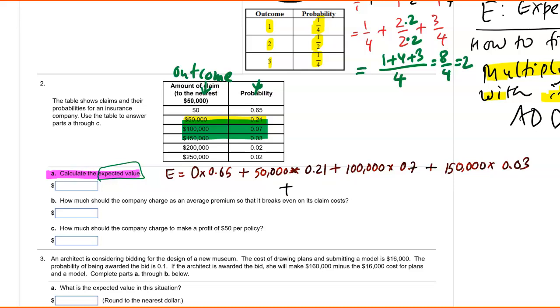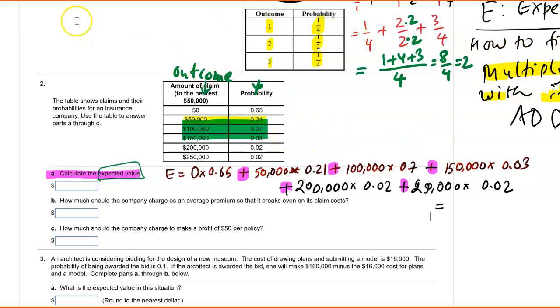plus 200,000 times 0.02 plus 250,000 times 0.02. You can see that I multiply each and add all these products to find the expected value. I can use a calculator, but it's not that difficult to do. You try and see what you get.